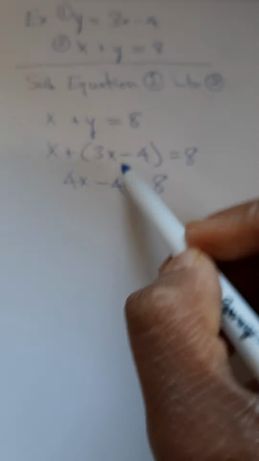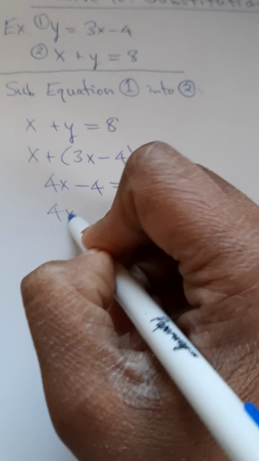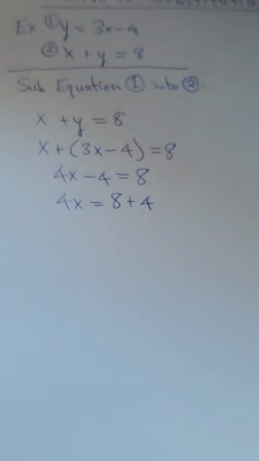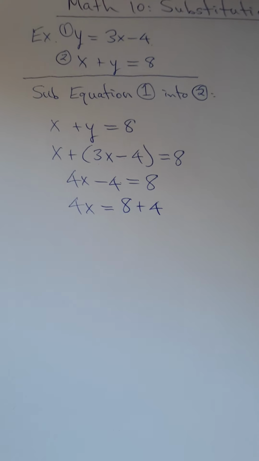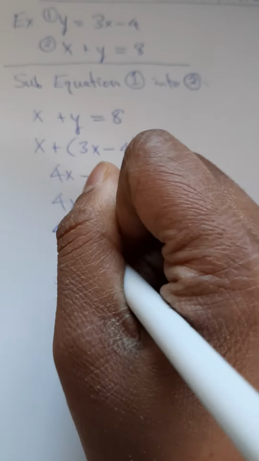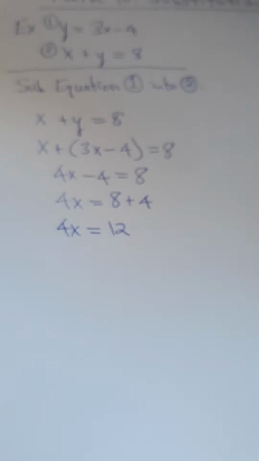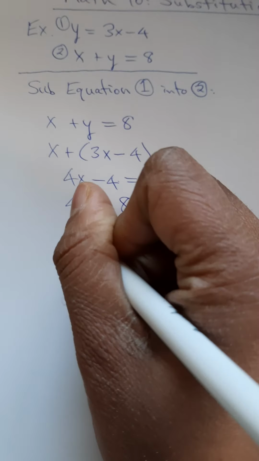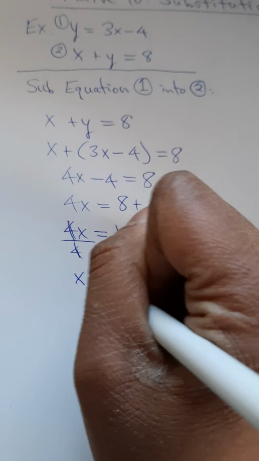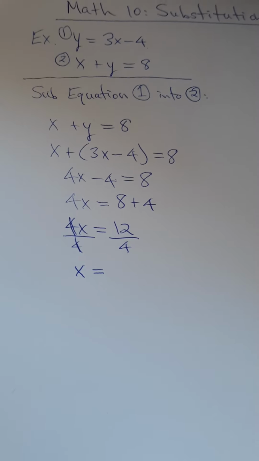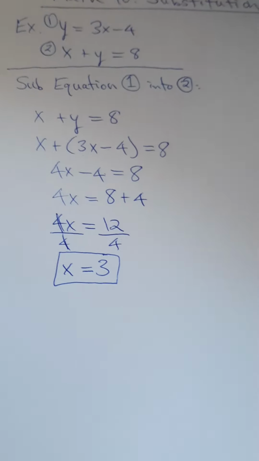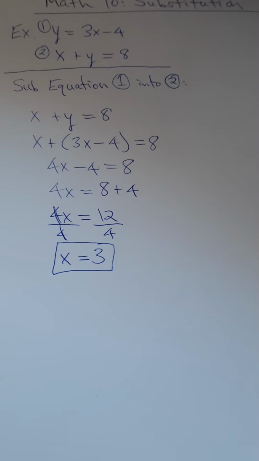Then we're going to take this negative 4 to the other side, and it's going to become positive. So 4x equals 8 plus 4, which is equal to 12. So we'll do 4x equals 12. Then you're going to divide by 4 on both sides. So this 4 cancels out. So x is equal to 12 divided by 4. x is equal to 3. And let's box our answer here, just like this.